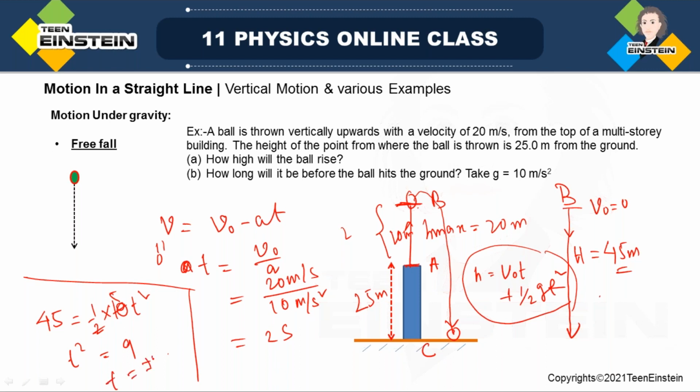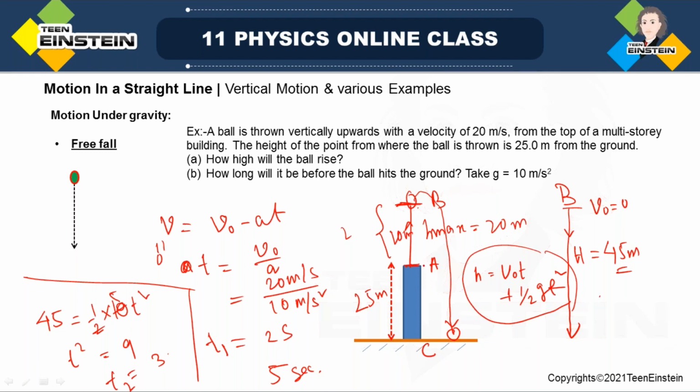And t is equal to plus or minus 3, but time cannot be negative. As of now, we'll take this time as positive. So you get two times: t1 is 2 seconds and t2 is 3 seconds, so the total time is 5 seconds. It will be in the air for a total time of 5 seconds before it hits the ground. I'll just repeat it. This problem can be solved in two ways: how long it will be in the air before it hits the ground.